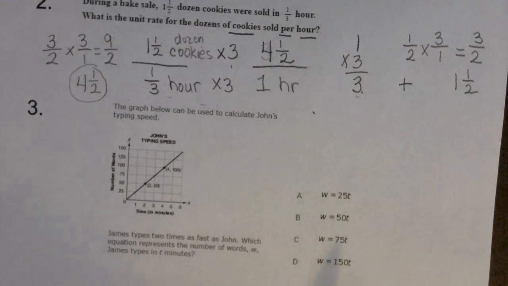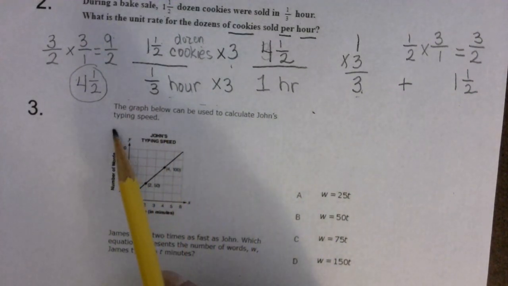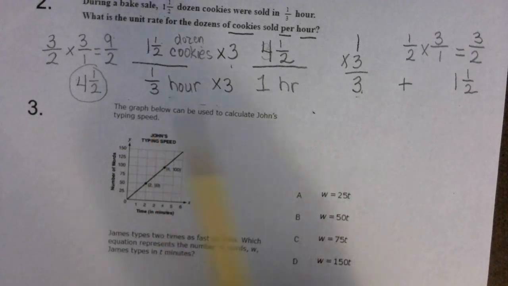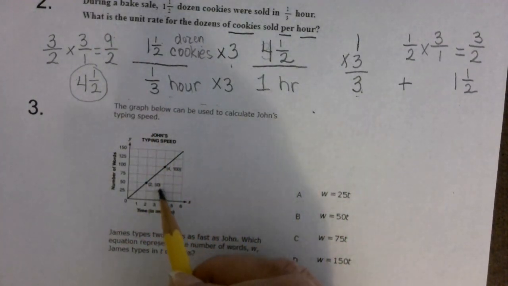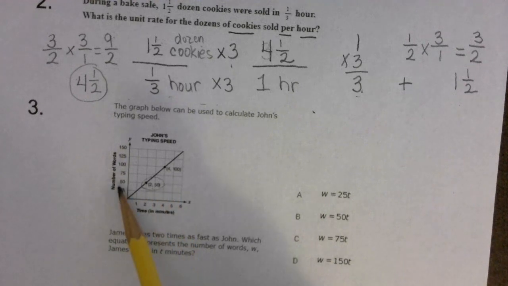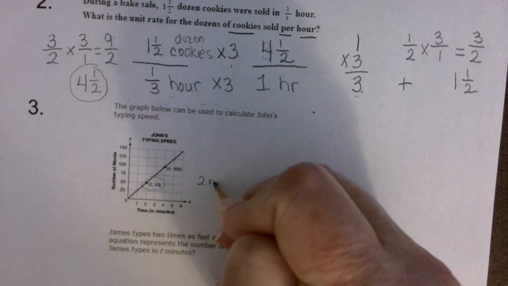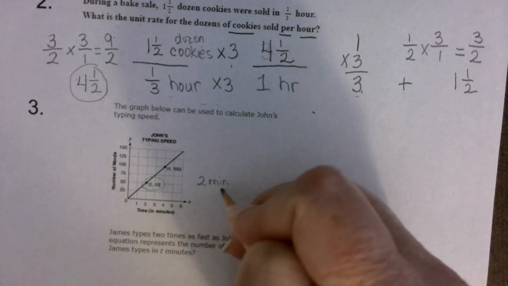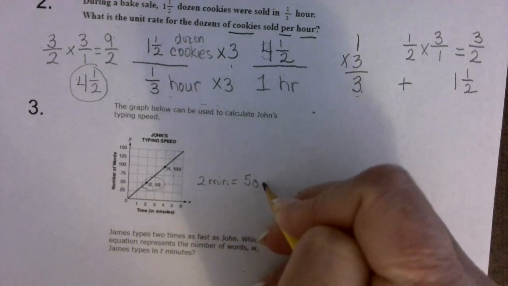And then the last one here, it says, the graph below can be used to calculate John's typing speed. So we're looking at this graph, and it gives us a couple points. One of the points that we have is that in 2 minutes, he can type 50 words. So that's what that point means. In 2 minutes, he can type 50 words.